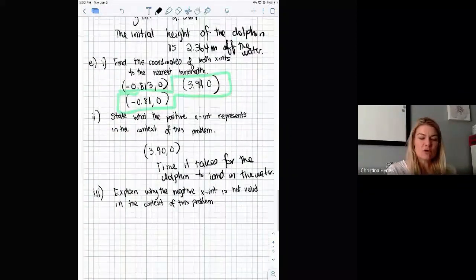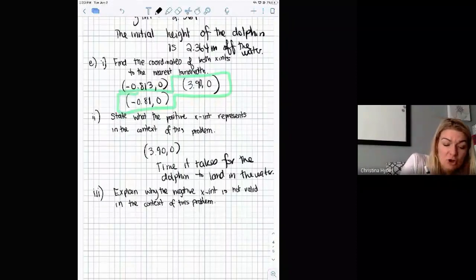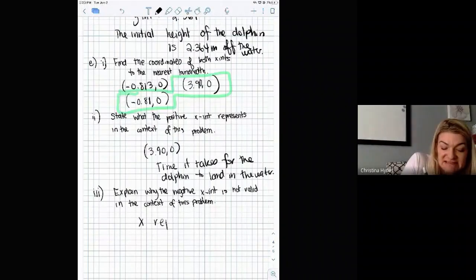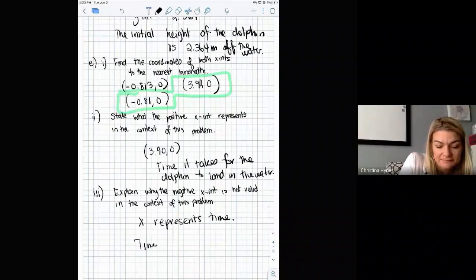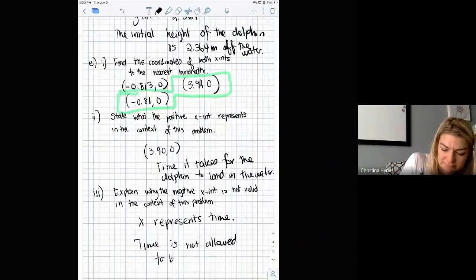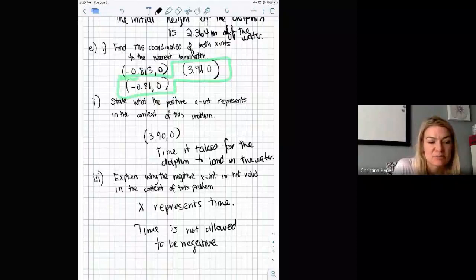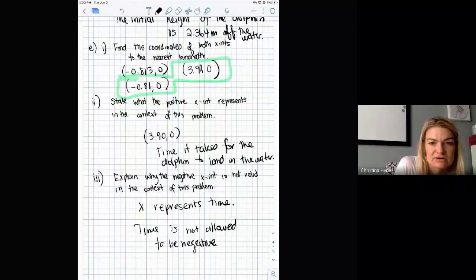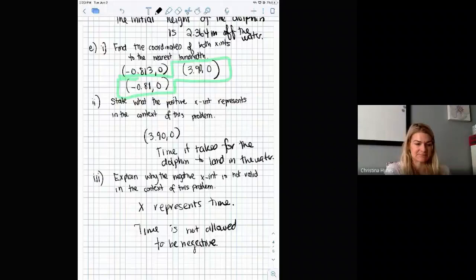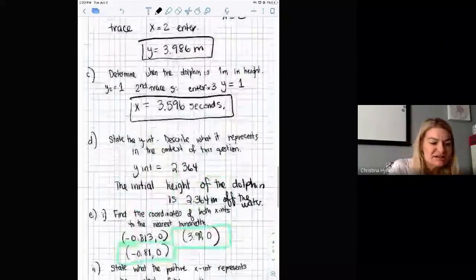And now they're saying, explain why the negative x-intercept is not valid in the context of this problem. Well, in this case, x represents time. Time is not allowed to be negative, and that's why it doesn't make sense. When time is negative, it does not exist, so we don't use that in the problem. We ignore it. That's like an extraneous solution, a solution that doesn't make sense. Okay, so that is question number 3.